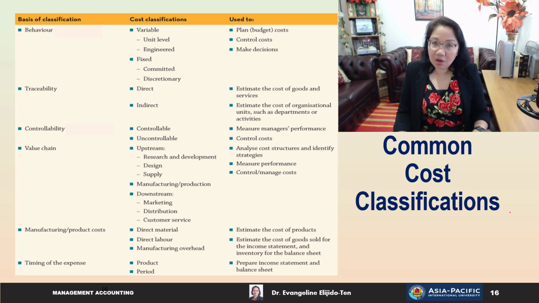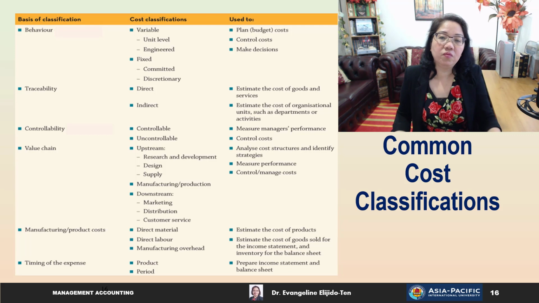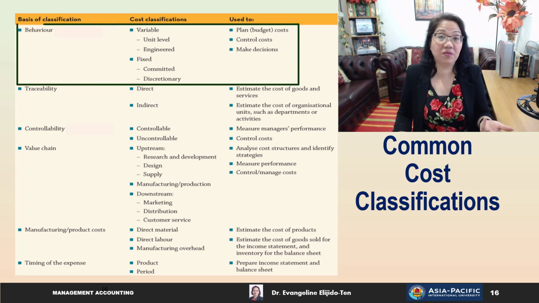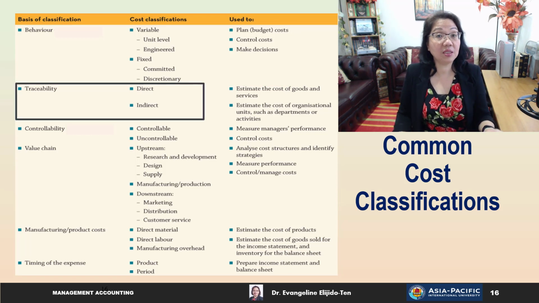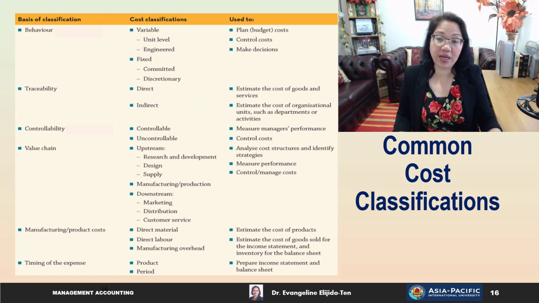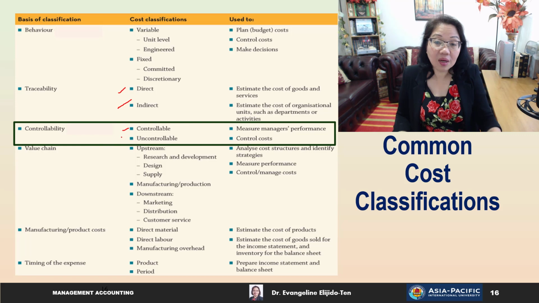There are several cost classifications that you should have been familiar with. For example, costs can be classified in terms of cost behavior. They could either be variable or fixed. All right. In terms of traceability to the cost object, cost can either be direct or indirect. That's why we have what we call direct labor and direct materials. Indirect would be your manufacturing overhead costs. As to controllability, you should have controllable versus uncontrollable cost.